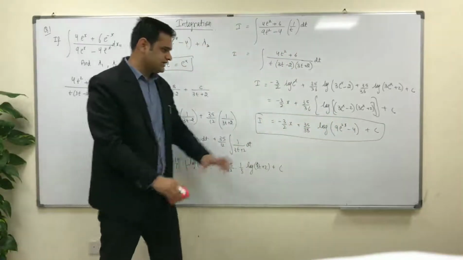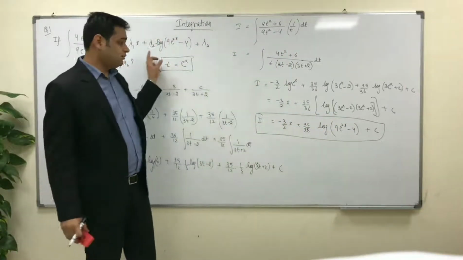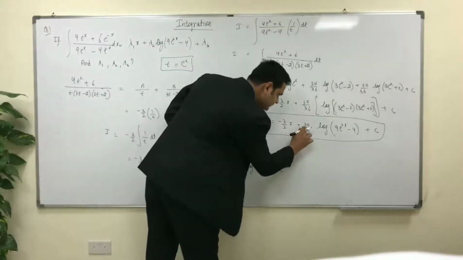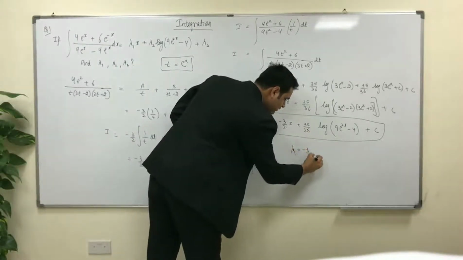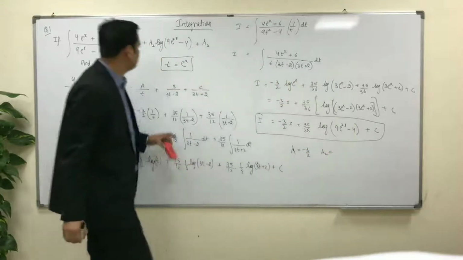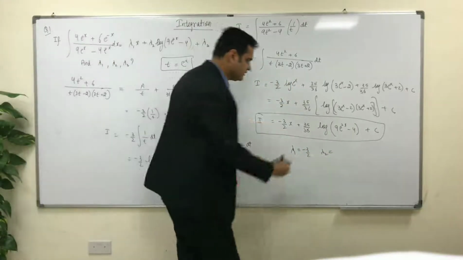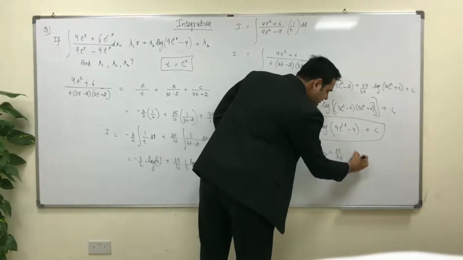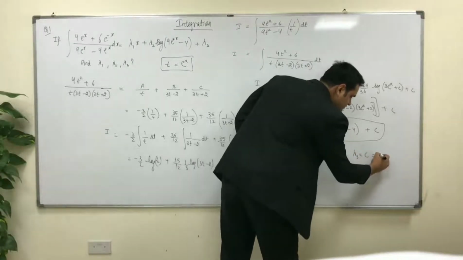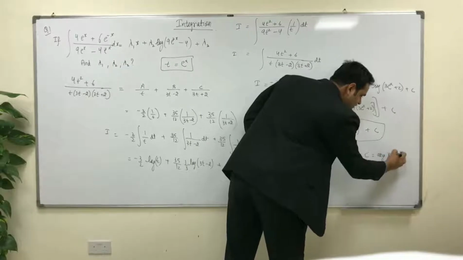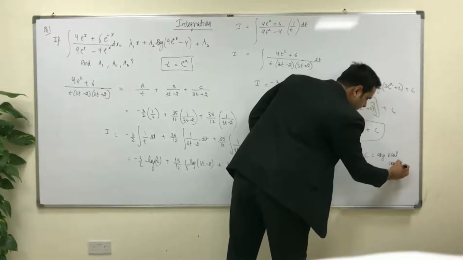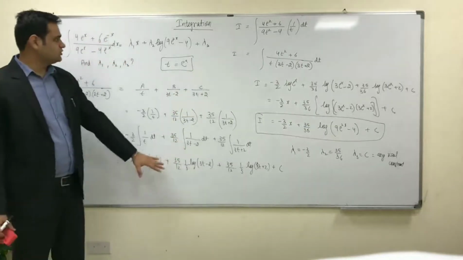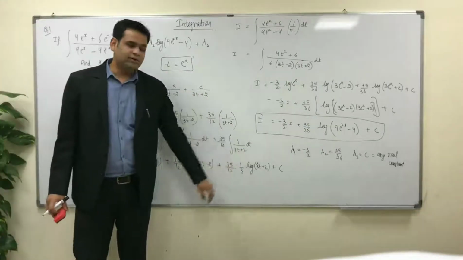Now if you cross check this answer with this particular question, then lambda 1 is nothing but minus 3 by 2, lambda 2 is nothing but 35 by 36, and lambda 3 can be any real constant. I hope you understood. So this is how we do this question. We got the values of lambda 1, lambda 2, lambda 3.